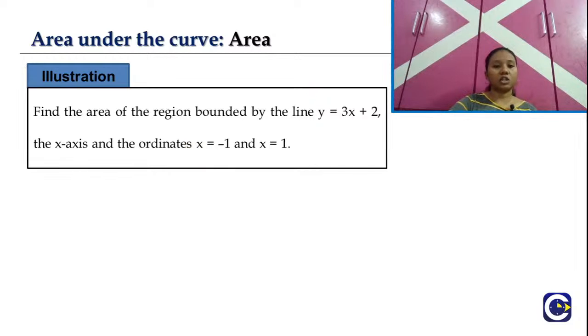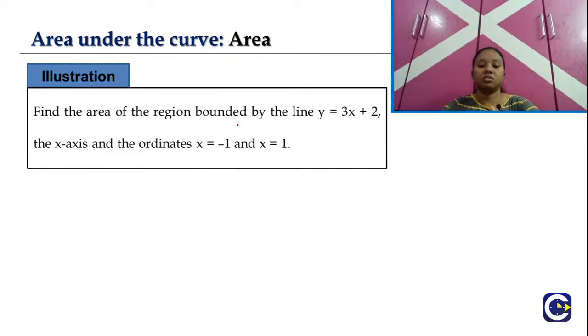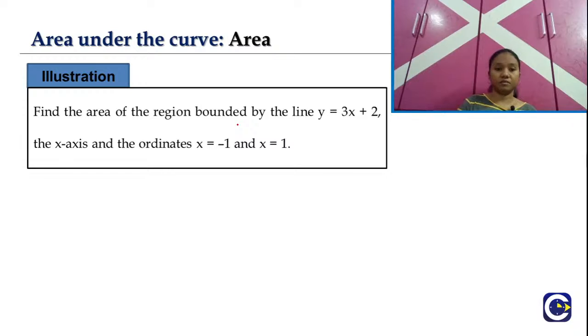So let's try and solve this question. Give it a try. Come on, quickly. You have to find the area of the region which is bounded by the line y equal to 3x plus 2, the x-axis, and the ordinates x equal to minus 1 and x equal to 1.